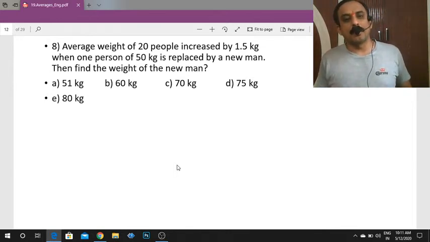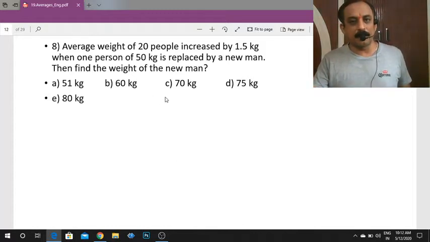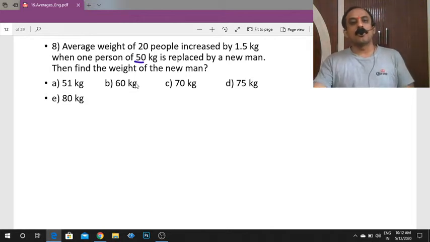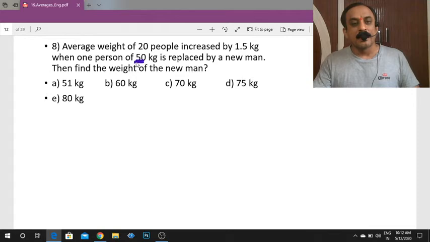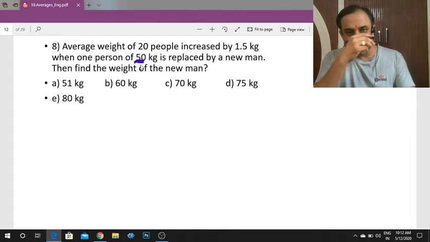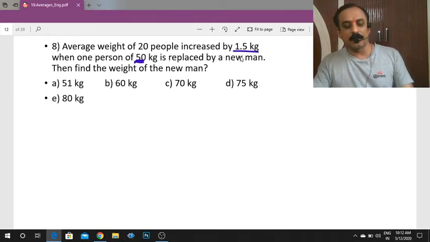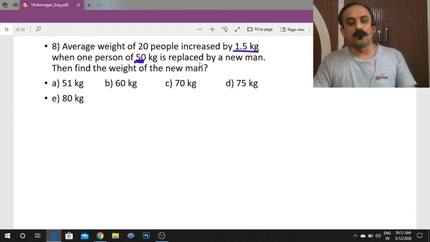The next question: the average weight of 20 people increased by 1.5 kg when one person of 50 kg is replaced by a new person. Find the weight of the new man. So there are 20 friends in total. Out of the 20 friends, one person whose weight is 50 kg is replaced by a new person. Then the average weight increased by 1.5 kg. Then find the weight of the new person.